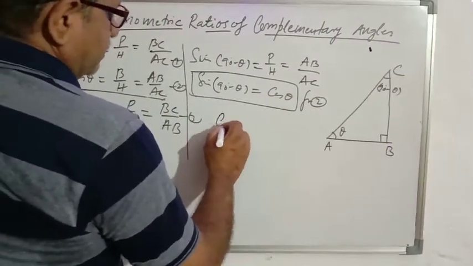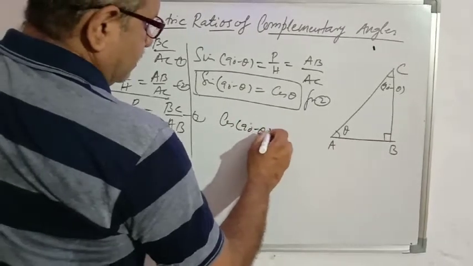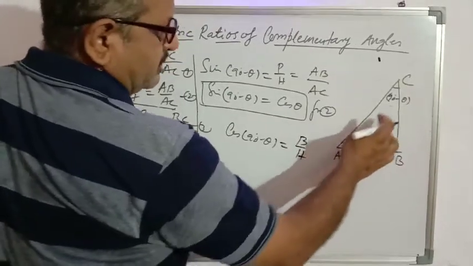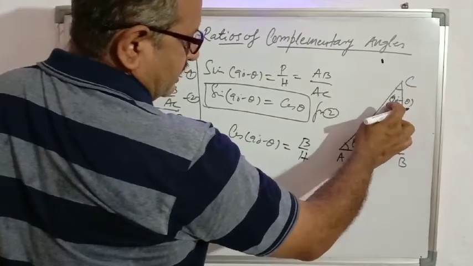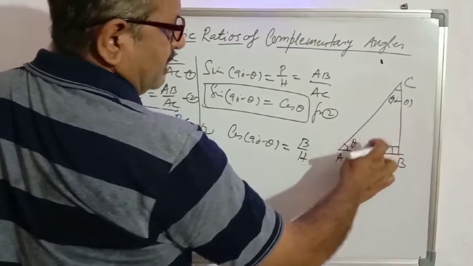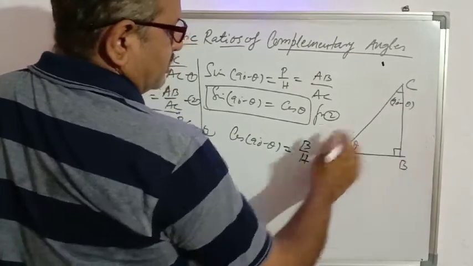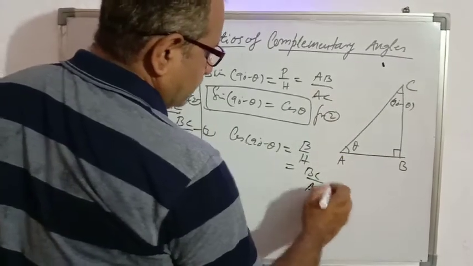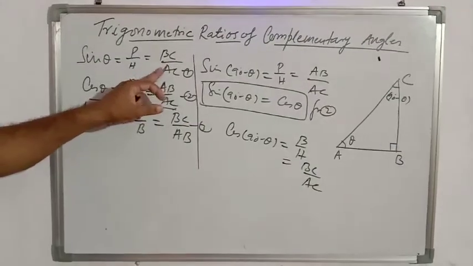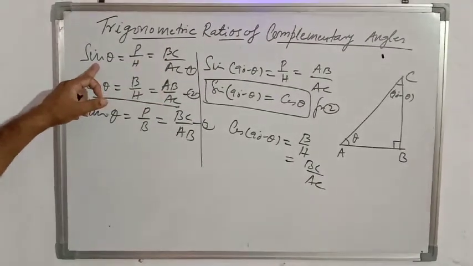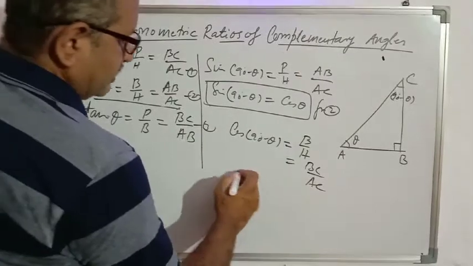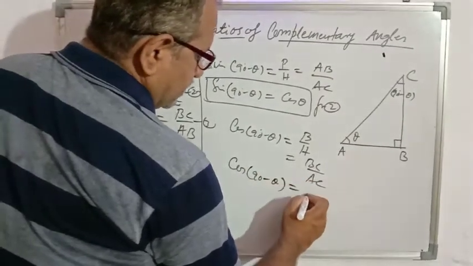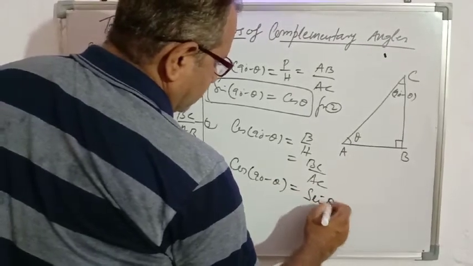Take cos 90 minus theta. Cos 90 minus theta means base by hypotenuse. What is the base? Base is BC. If we take this angle 90 minus theta, AB is the perpendicular, BC is the base. So BC upon hypotenuse AC. See from the first, what is BC upon AC? Sin theta. So cos 90 minus theta is equal to sin theta.